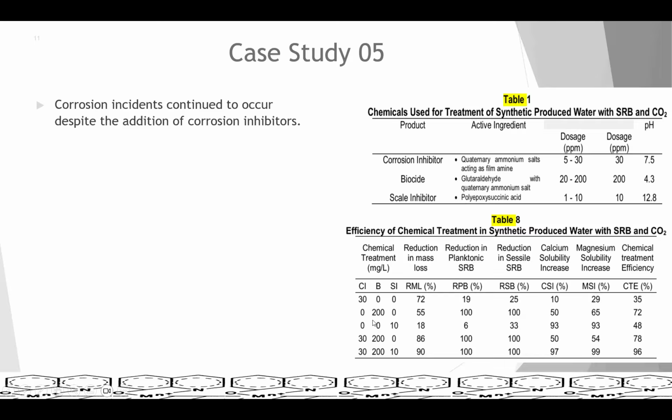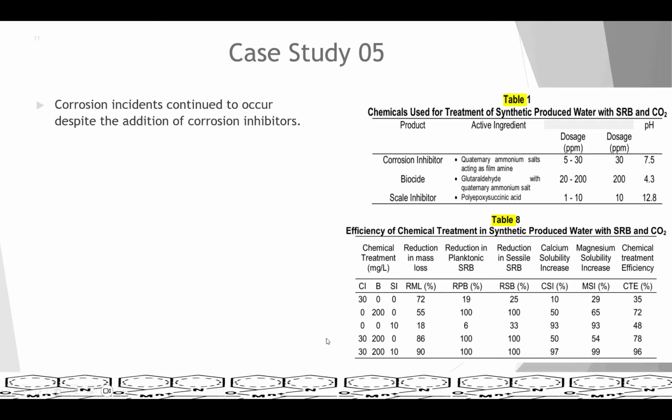Alternatively, if you just inject the biocide, it had a huge impact on the microbial activity, but not on the corrosion rate, not on the scale formation. According to him, the chemical treatment efficiency was 72%. If you only use scale inhibitor, obviously it did not have any impact on corrosion rate, nor on microbial activity. Obviously, it had a good impact on scale formation, that is scale dissolution. But in terms of chemical treatment efficiency, it was only 48%.